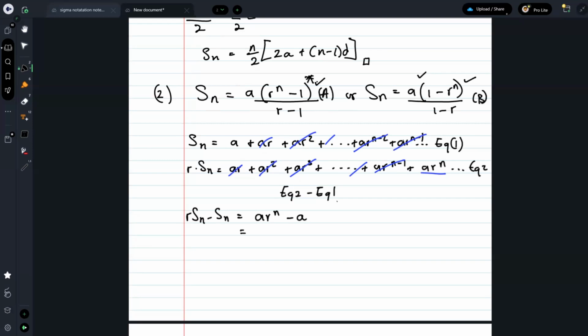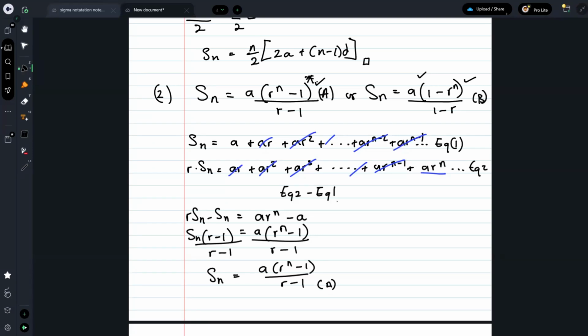Then what you can do is factorize the common factors on both sides. So you're going to have Sn times (r minus 1), and on this side you're going to have a(r^n minus 1). Then divide both sides by r minus 1. And then you have Sn is equal to a(r^n minus 1) over r minus 1, like that. And this is going to be the proof for A.